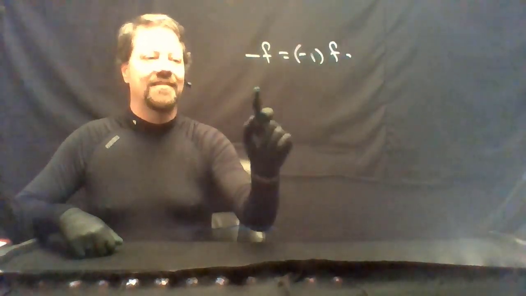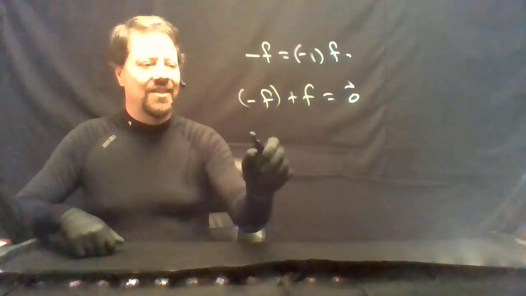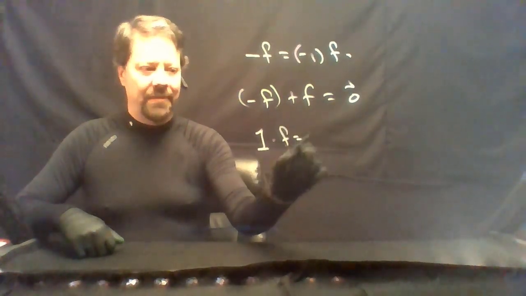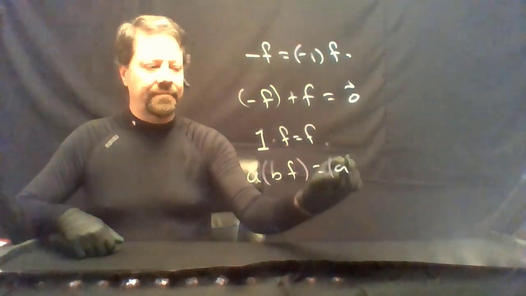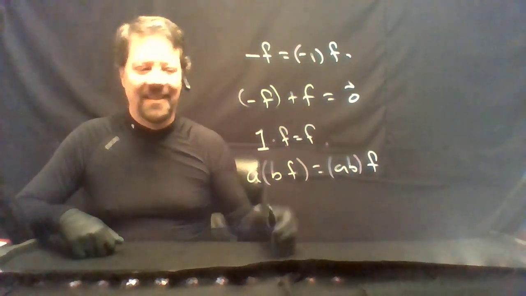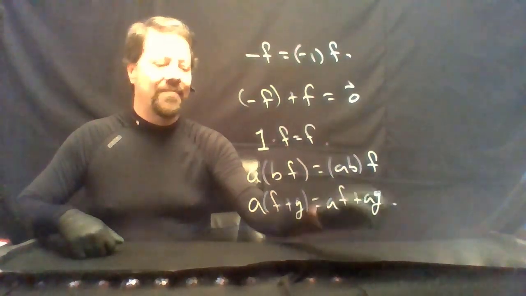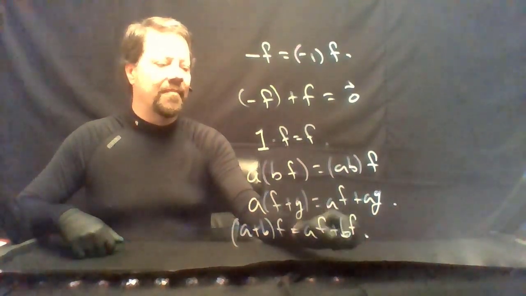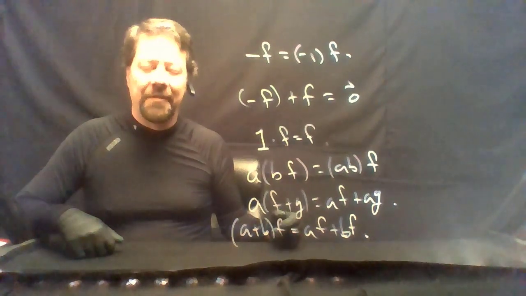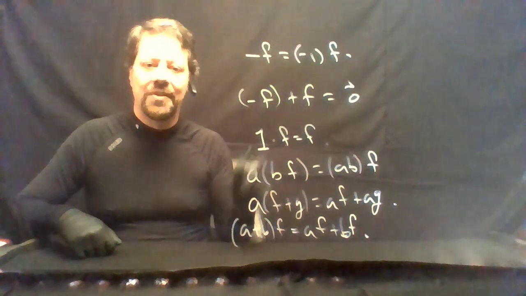The additive inverse is just -1 times the function. If you add the negative of a function to a function, you end up with the zero function. Also, if I take 1 times a function, I get that function. (a·b)f is the same thing as a(bf). And the distributive law, a(f + g) is af + ag, and then (a + b)f is af + bf. It satisfies all of the properties of a vector space. We get a function space, the set of functions defined on a closed interval [a,b].